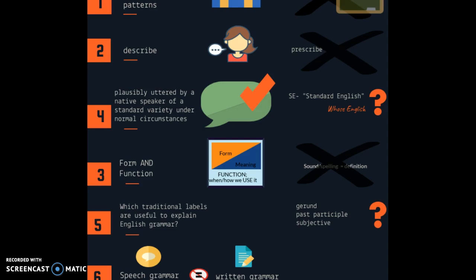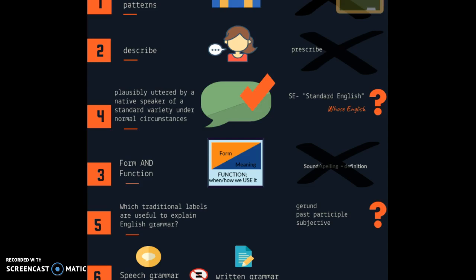Principle 3 states that a linguistic perspective requires attention to function as well as form. So let's first make sure we understand what form is. Form means the actual shape of the word or the structure. So if we take a word, it would be how we pronounce it, or how we spell it.